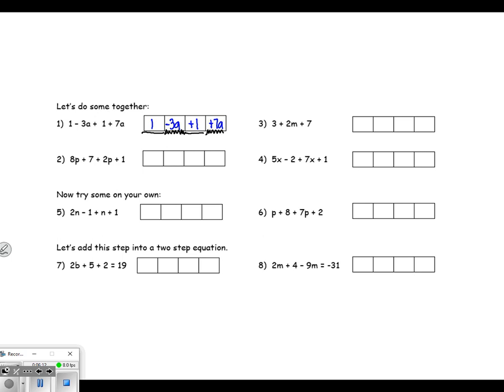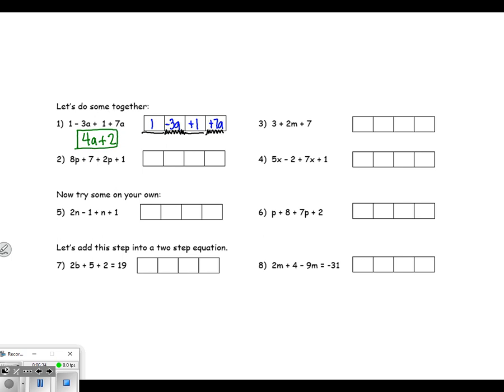And then I combine the like terms. So let's see, I'll do our answer in green. I got 7a minus 3a. 7 minus 3 is 4. So 4a. And then I have 1 plus 1. That's 2. And there's my simplified expression.